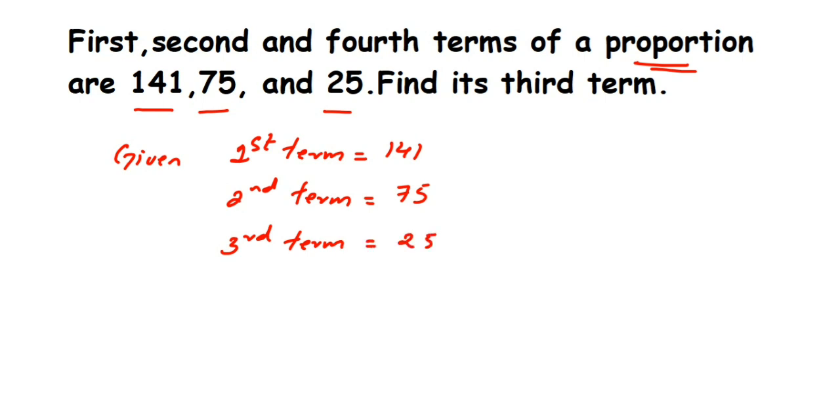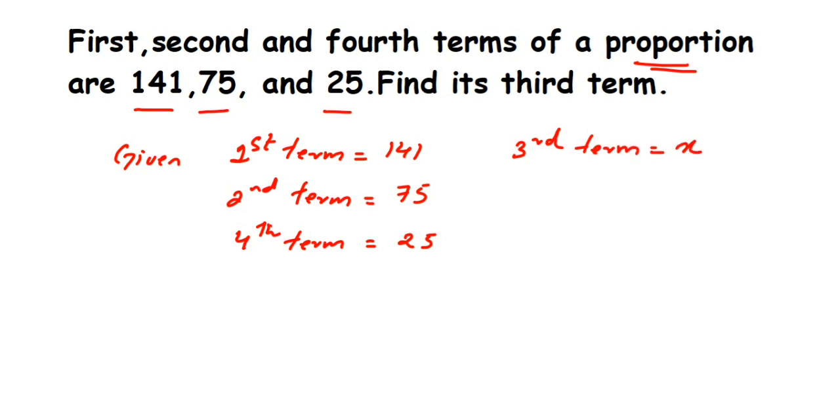In a proportion, you have seen that two numbers will be in proportion, right? So you're going to have two ratios which will be equal. So if I frame it, I have written third term, it will be the fourth term here. So the fourth term is 25. We don't know the third term. I'm going to assume the third term to be equal to x.